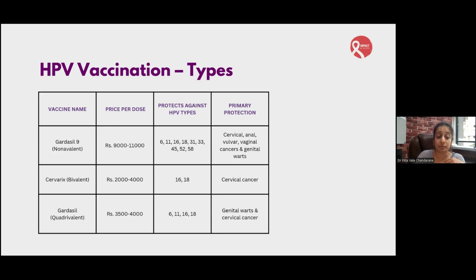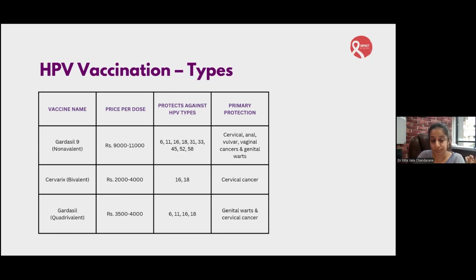So there are basically 3 types of vaccine. One is Gardasil 9, which covers 9 variants of the HPV virus. The cost is high because it is covering almost all the important variants. Followed by that, we have Cervarix or Cervavac. The one which Bharat Serum has made is Cervavac, and the cost is 2,000.